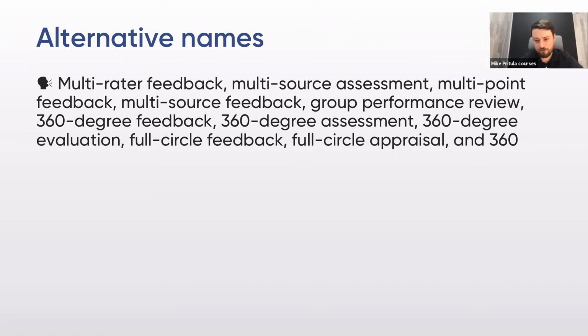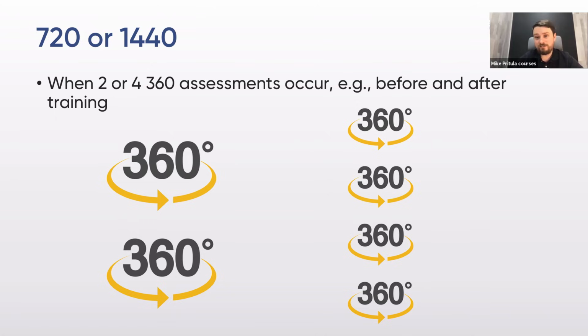You can also sometimes encounter, it's more of a marketing ploy, mentions of a 720-degree assessment or a 1440-degree assessment. For example, if two 360-degree assessments are conducted, they sometimes call it a 720-degree assessment. For instance, before and after some training, 2 assessments are done, 2 times 360 equals 720. Or for example, a company implemented 4 assessments throughout the year. Quarterly 360-degree assessment, they said. We have a 1440-degree assessment, but it's all marketing. So essentially, it's still a 360-degree assessment.